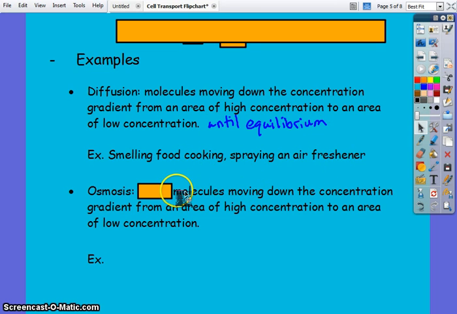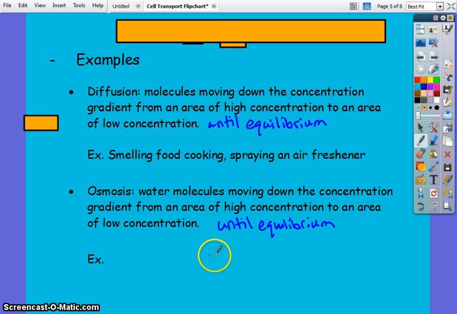So osmosis, it's the same thing as diffusion, except it's dealing with water. Okay, so water molecules are moving down the concentration gradient from an area of high concentration to low concentration, again, until equilibrium is reached. Okay, and we'll see several examples of this. We'll run some demonstrations, and you guys will create an experiment to actually look at osmosis. So we'll get a little bit more in depth with that. But this really has to do with different cells being in water.